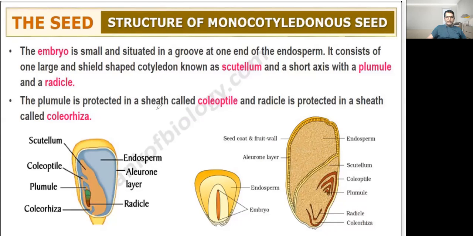The plumule is protected in a sheath called the coleoptile. This plumule is protected by the coleoptile, and the radicle is protected in a sheath. This is the radicle. That sheath is known as the coleorhiza.